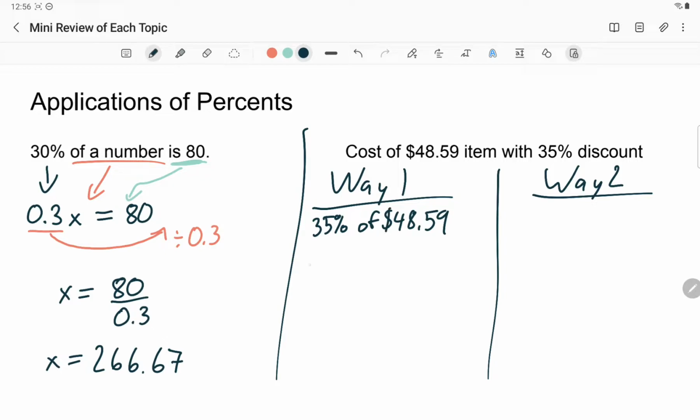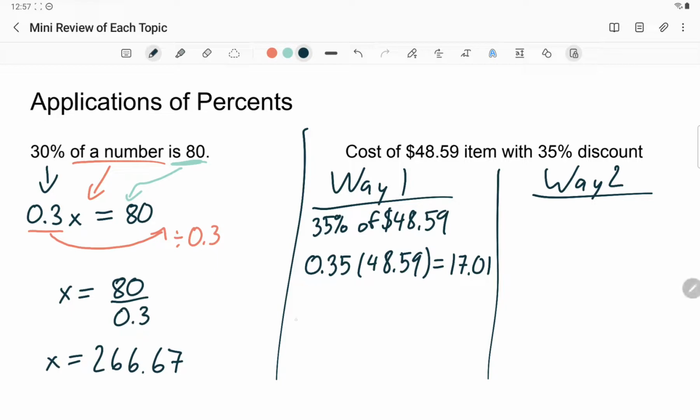So what would that be? Well, that'll be 35% as a decimal times the actual cost of the item. So this is 48.59 times 0.35. And if you do that, what you should get is 17.01, rounding to the second decimal place because we're dealing with money. So we always want to round to 2 since we go to the cent. All right, so that's the amount of the discount.